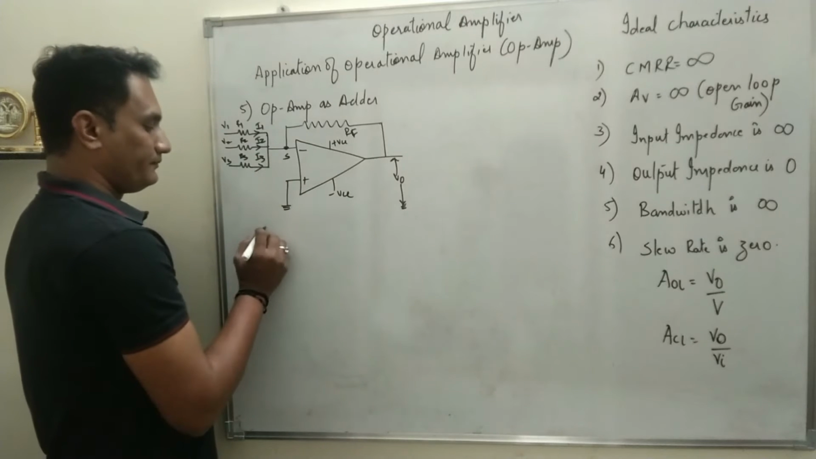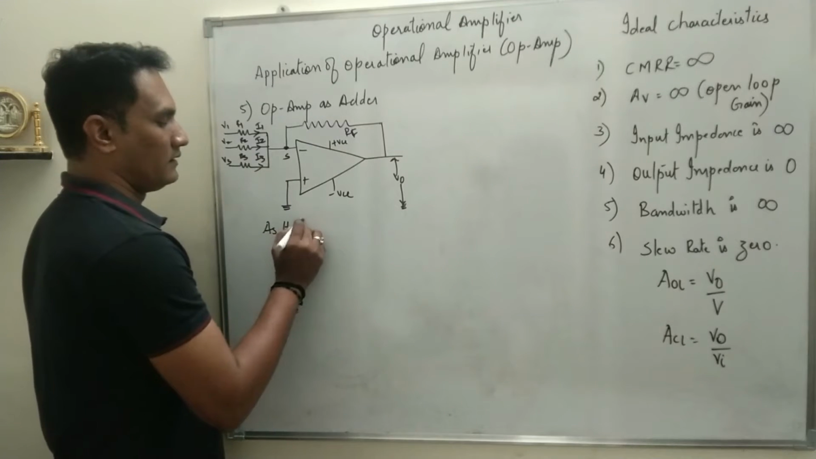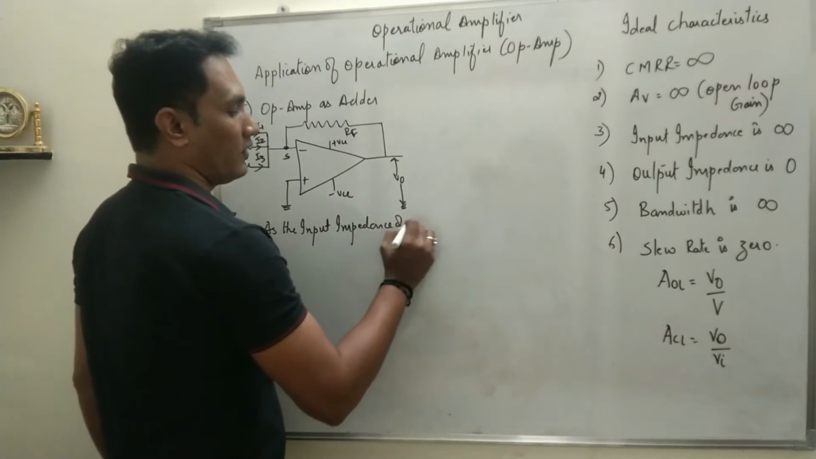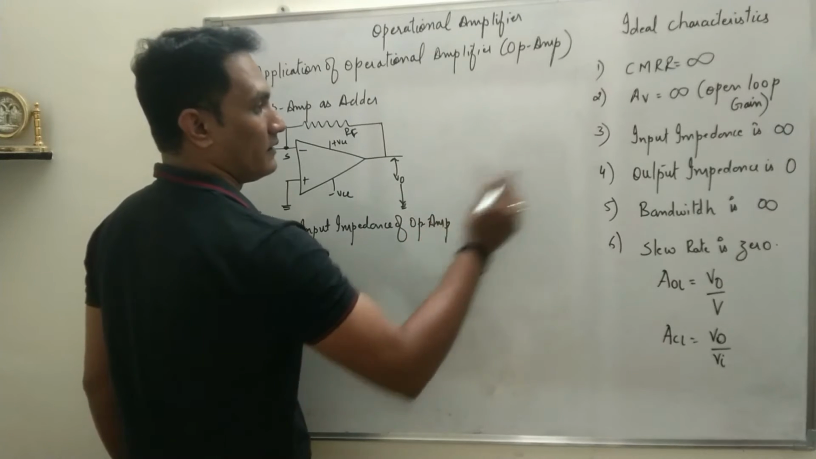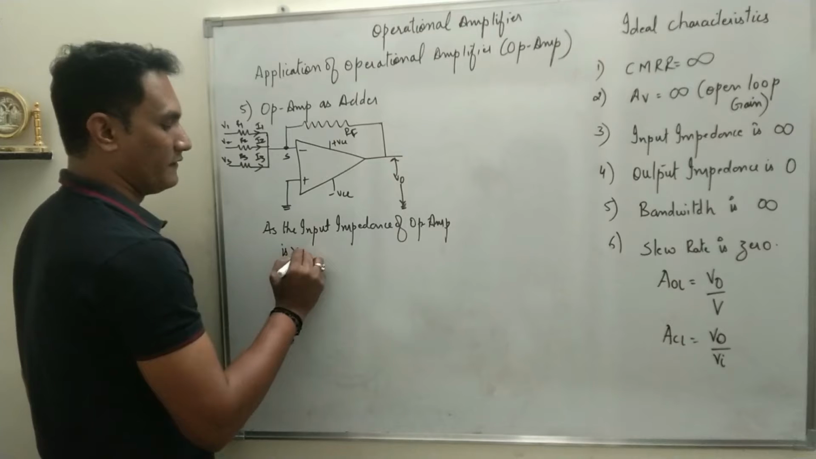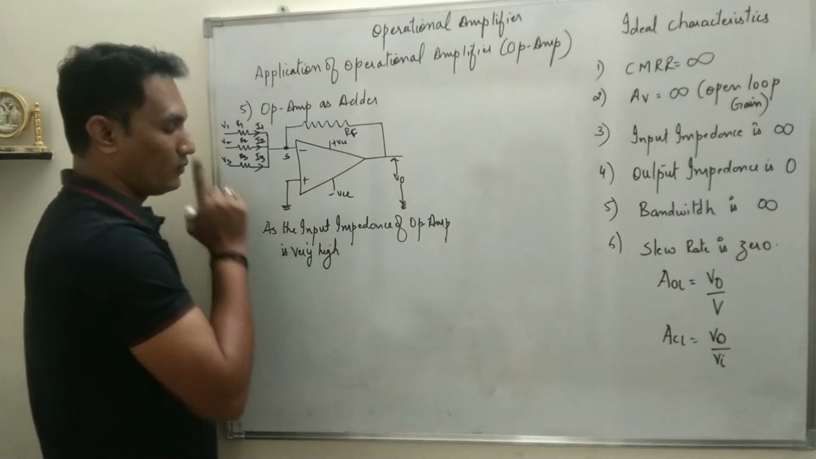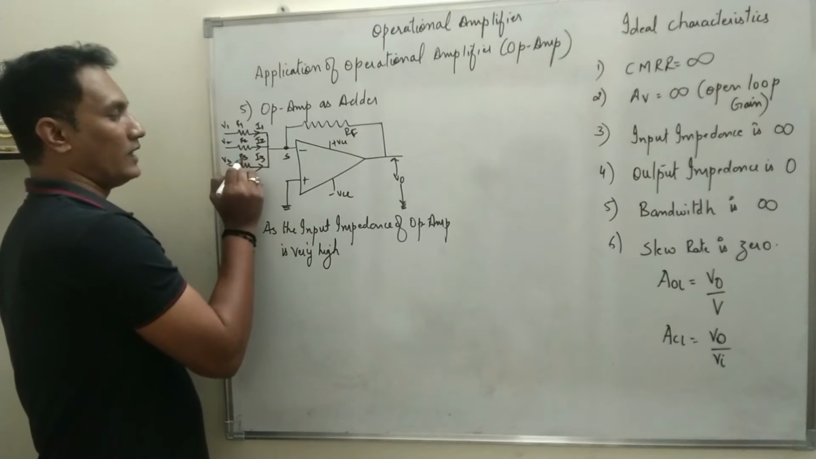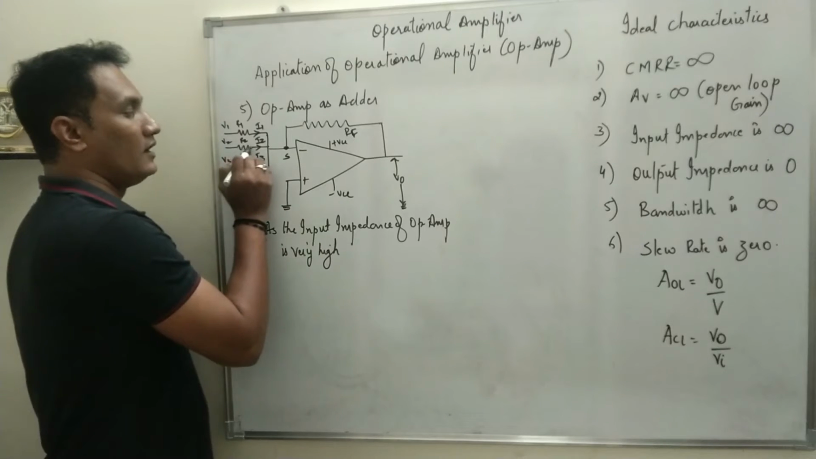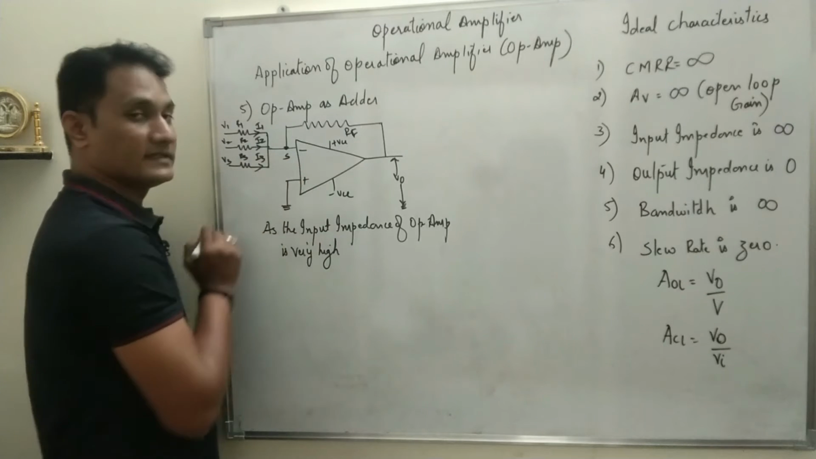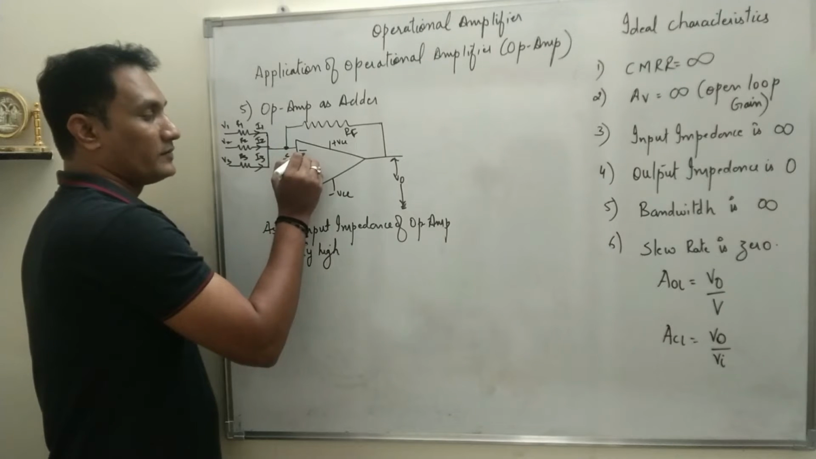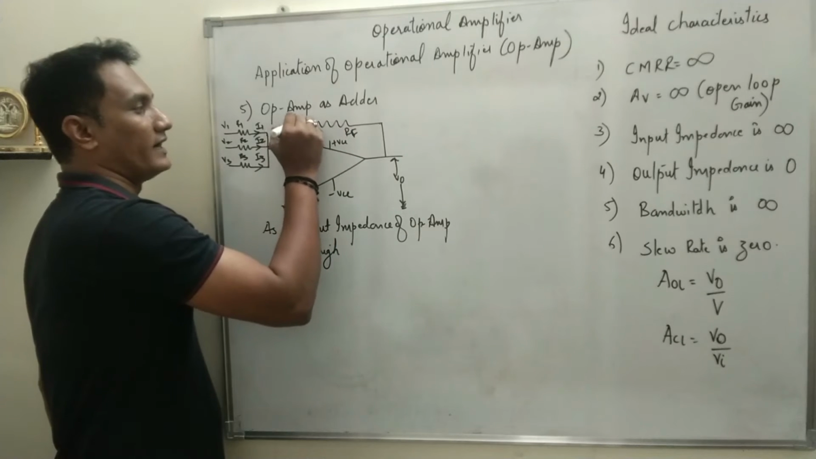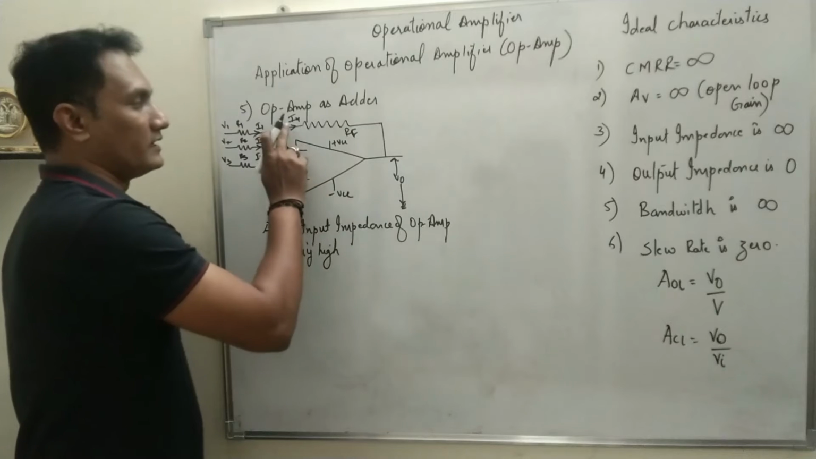Now we will write, as the input impedance of op amp is very high, what happens is, see this I1, I2, I3 current which is flowing through R1, R2, R3, when V1, V2, V3 is applied, all this current will reach up to summing point S. And as the input impedance of op amp is very high, no current will flow through op amp, all the current will flow through the feedback resistance. Let that current be called as I4.